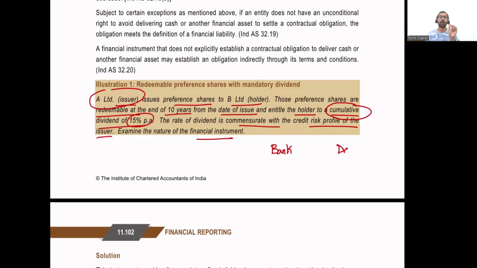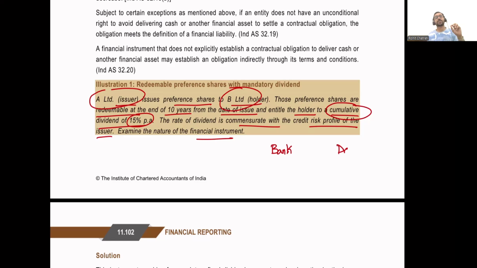In this case, the preference shares have got a stated maturity of 10 years, which basically means the entity has an obligation to pay cash back to the preference shareholders. The entity has got an obligation to pay cash back to B Limited at the end of the 10th year. Does the entity have an obligation to pay cash with regards to the principal amount or the face value? The answer is yes. Whatever money it's receiving today, it has an obligation to repay that face value at the end of the 10th year.